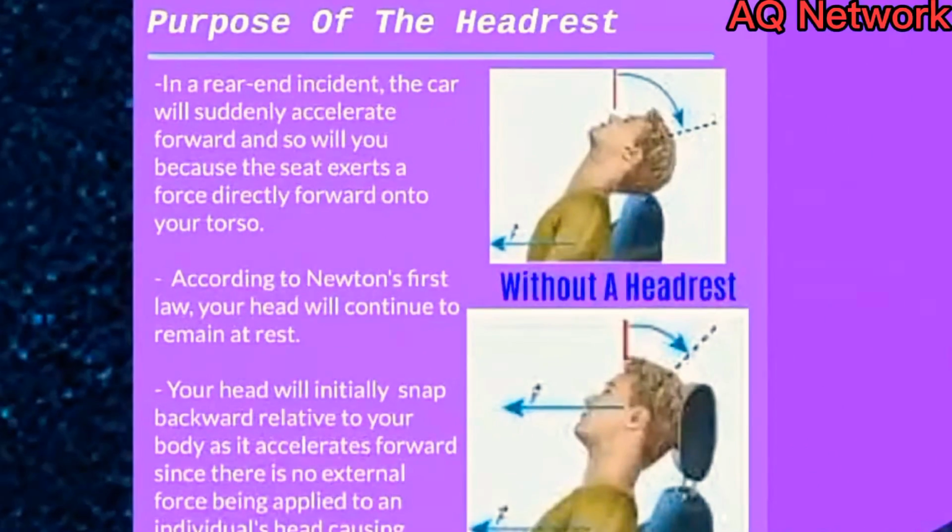Headrest. A headrest is found at the back of every car seat. It is adjustable to the individual's height to align with their neck and head. This addition to the car is important to prevent an individual from experiencing whiplash when the car is rear-ended. Consider the forces acting on a person's body during a collision. During a rear-end incident, the car will suddenly accelerate forward and so will your body because the seat exerts a force directly forward onto your torso.